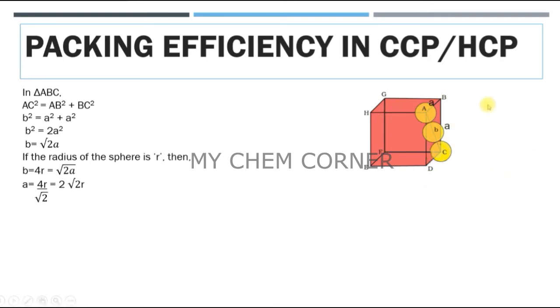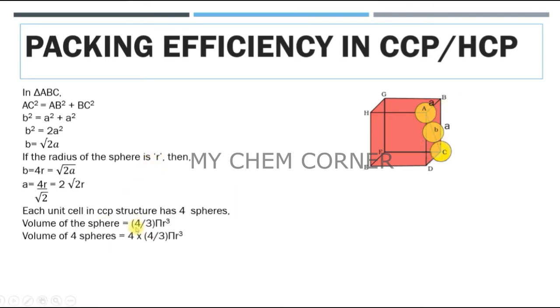Alright, so when it has 4 spheres, the volume of one sphere is going to be 4 by 3 pi r cube. Now this is the formula for the volume of a sphere. Because in a CCP, each unit cell has got 4 spheres, we are going to write the volume of all 4 spheres is equal to 4 into 4 by 3 pi r cube. Simple calculation.